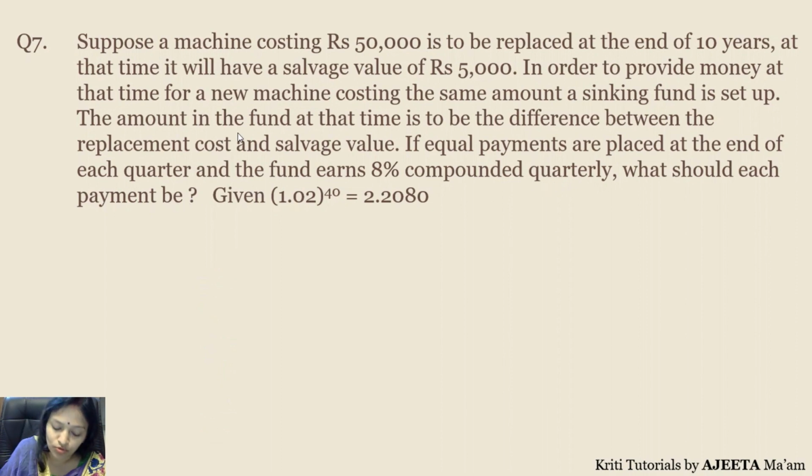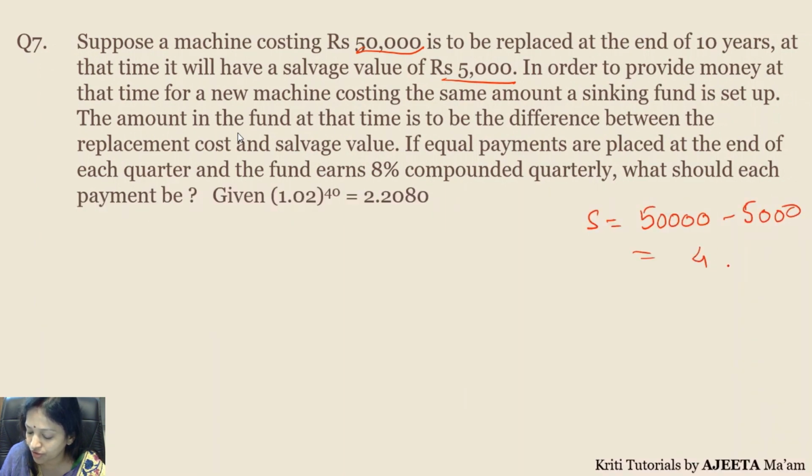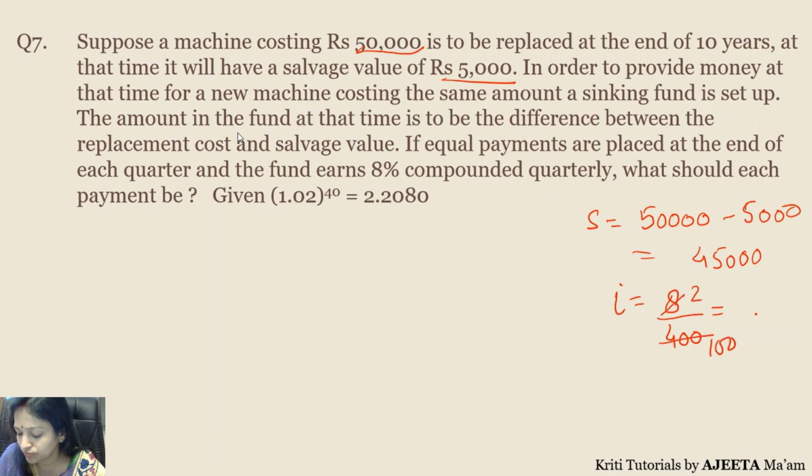Now again, almost the same question we have done. Now for finding S, we have to do 50,000, the price of the machine, minus the salvage value. So you need 45,000. You don't need 50,000. You need 45,000 rupees. Now what will be i? i will be 8% compounded quarterly. So it will be 2 by 100, that is 0.02. What will be 1 plus i raised to n? That will be 1.02 raised to.